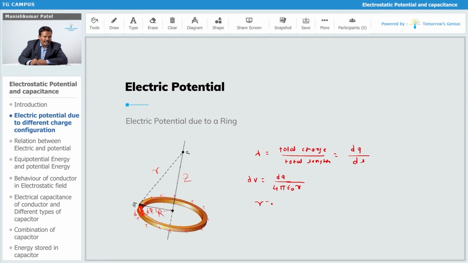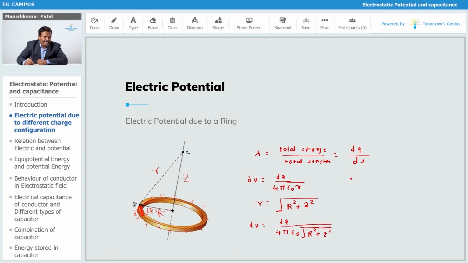You can write that r, according to Pythagoras theorem, is the square root of R squared plus z squared. So just put this value: dV equals dq upon 4 pi epsilon naught square root of R squared plus z squared. That capital R is the radius of the ring and z is the distance of this point P where you have to find the electric potential. So this is the potential due to only this small charge dq.